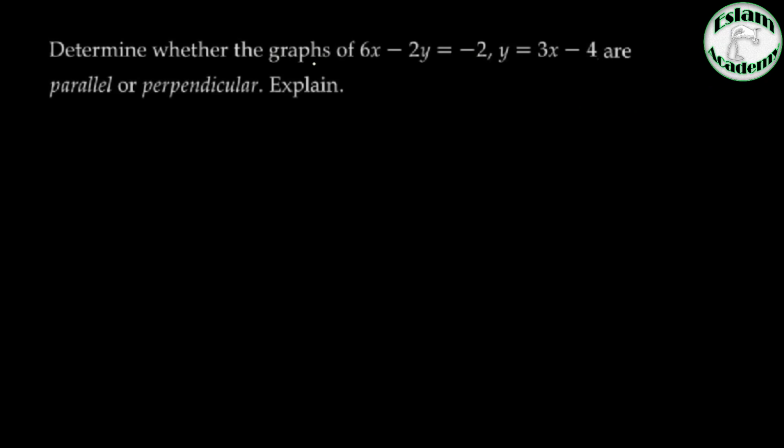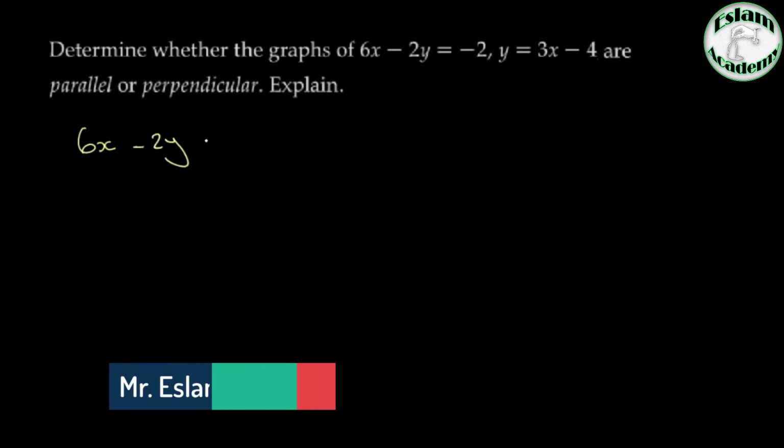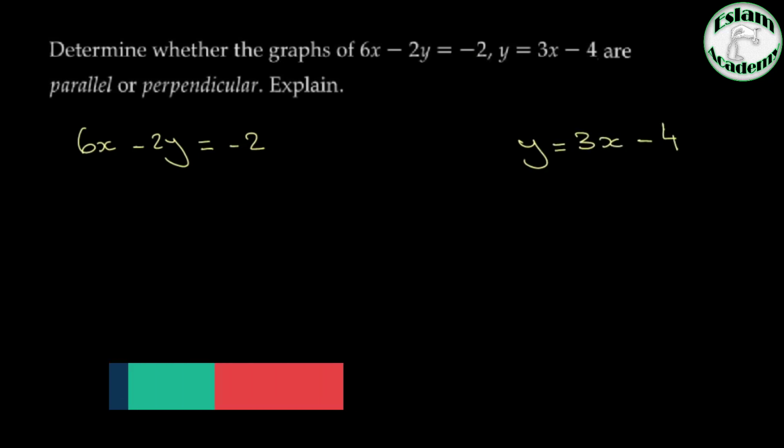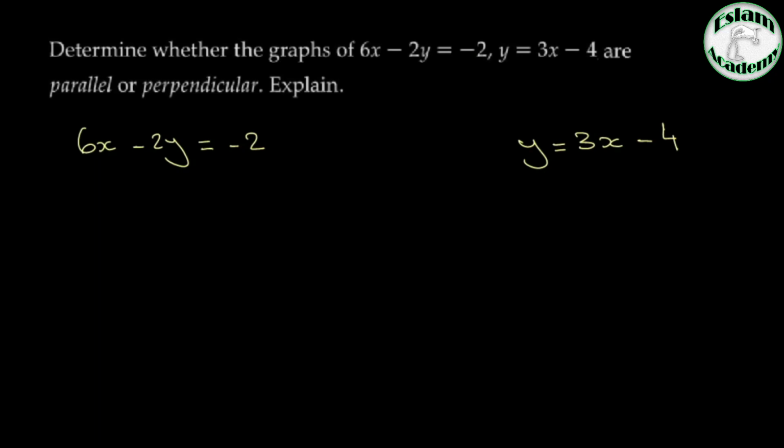In this problem, we need to determine whether the graphs of 6x minus 2y equals negative 2 and y equals 3x minus 4 are parallel or perpendicular. So that is the first line, 6x minus 2y is equal to negative 2. And the second line, y equals 3x minus 4. To determine whether the two lines are parallel, perpendicular, or neither, we need to find the slope.